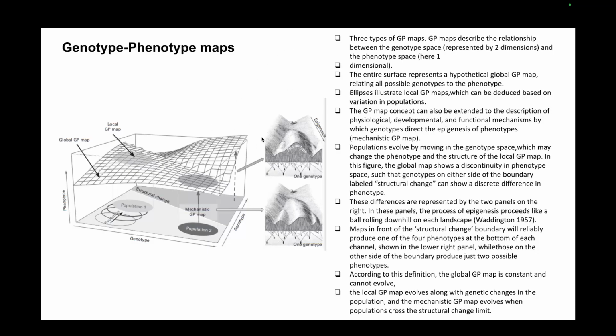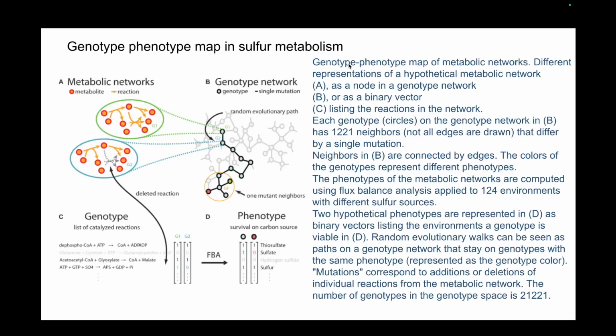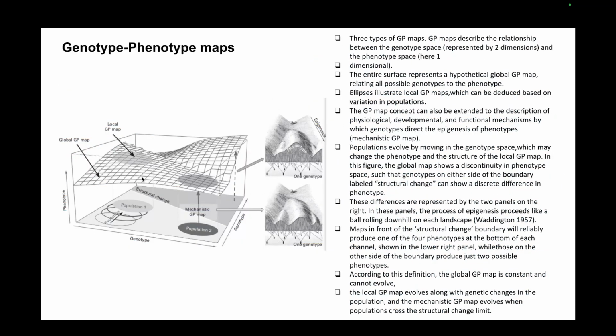So here three maps are shown. Basically these are three-dimensional maps. The entire surface represents a hypothetical global genotype phenotype map, relating all possible genotypes to a phenotype. So this is if you take all the genotypes in an organism or in a cell and try to map them to a phenotype.